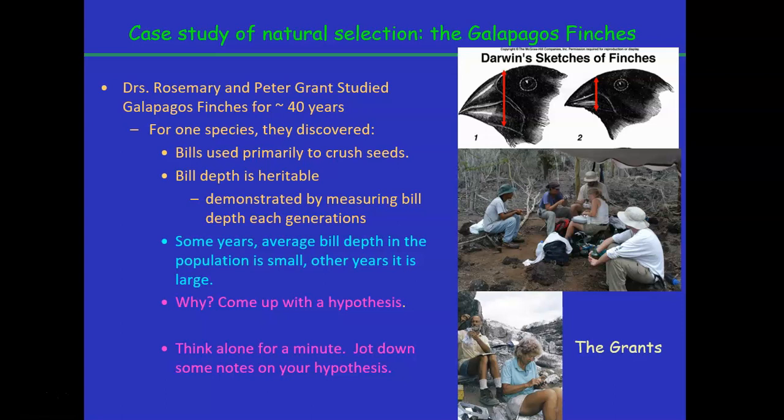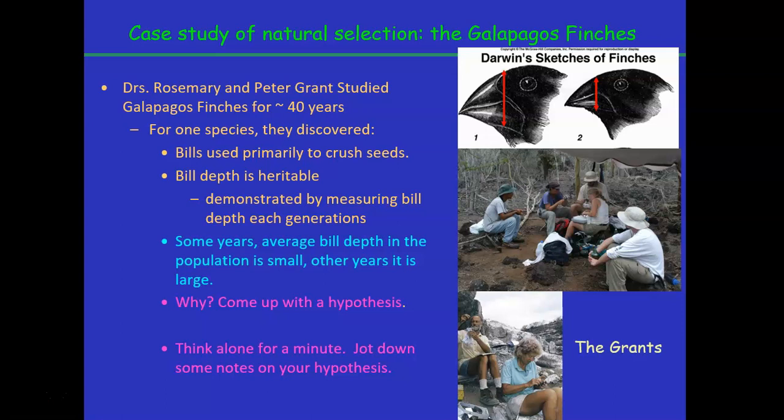And one of the things they saw was that in some years, average bill depth in the population was really small, like the bird that you see on the upper right, labeled number 2. In other years, bill depth was really big. It was more like the bird that you see with the number 1 up on the top left. So bill depth is the span from the top to the bottom of the bill. That's what the red arrows are indicating. I should have said that up front. Sorry about that. Okay, so we got that covered.